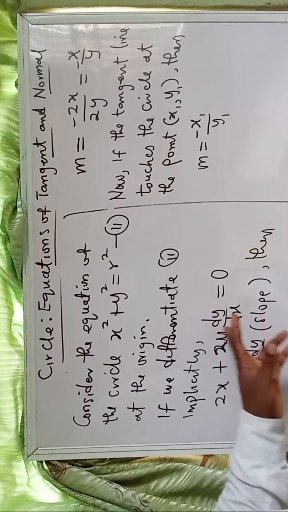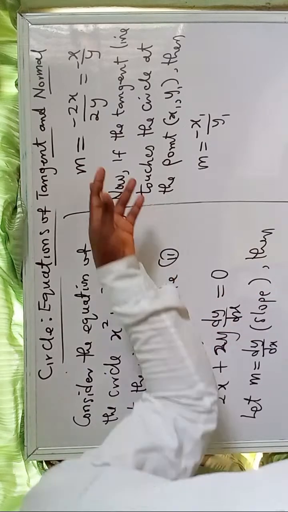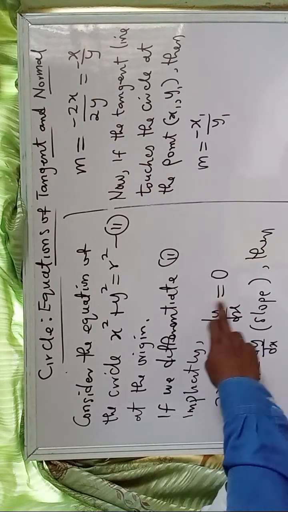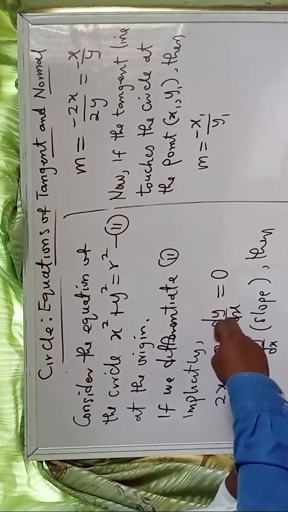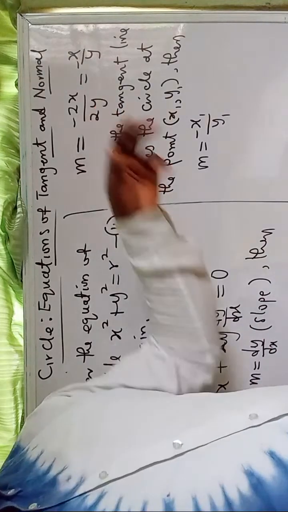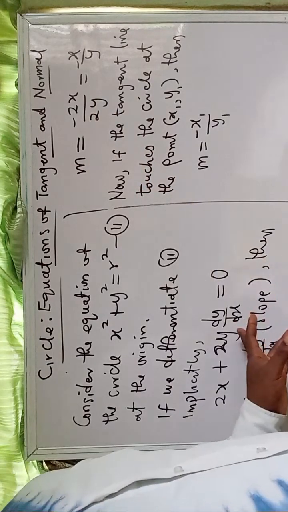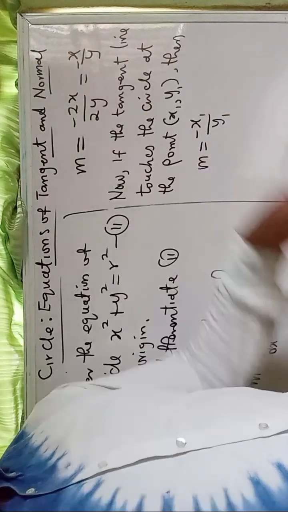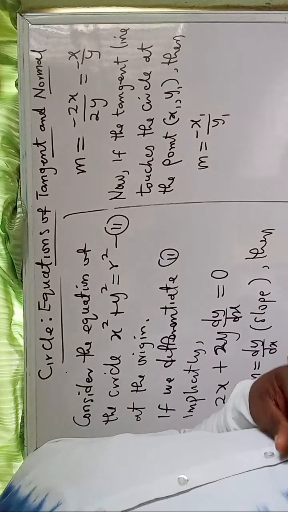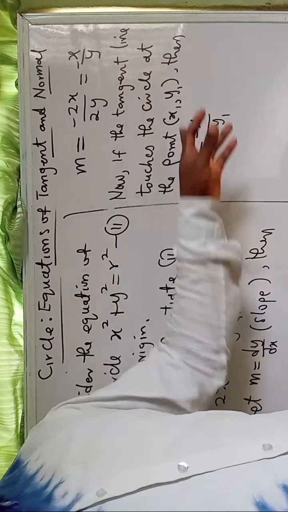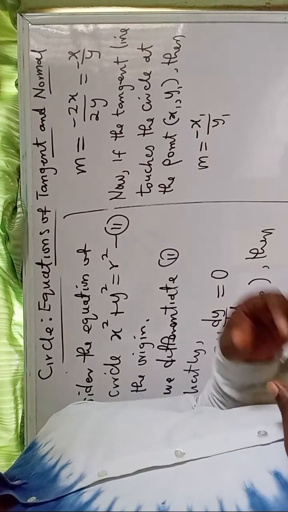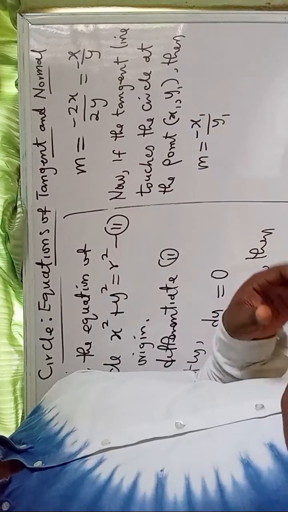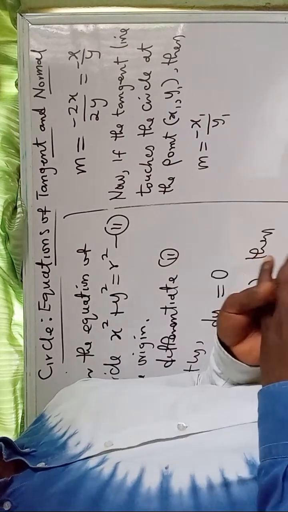So if you let m represent this dy/dx, we have m equal to this. We are making dy/dx the subject of the formula from here. When we do this, this is what we get, where m is the same as the slope dy/dx. Here 2 cancels 2, so we have this. Now if the tangent line touches the circle at the point x1, y1, then the slope becomes m equal to this.